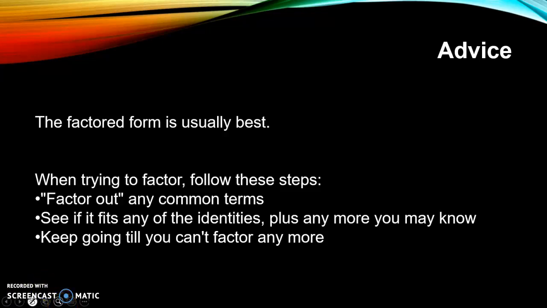First, factor out any common terms, any common factors. If they both have a factor of 2, take that out. If they both have a factor of x, factor that out. If they both have a factor of z, factor that out. What you don't want to factor out is a 1. You can, but it's not going to change anything. So look for the greatest common factor.